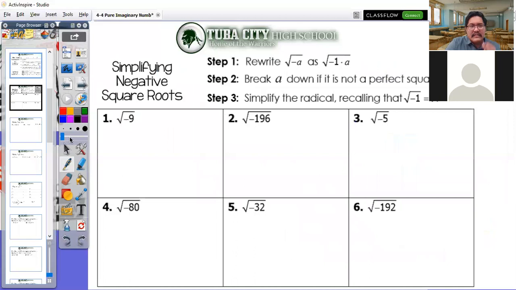All right, so let's see, simplifying negative roots. So we still have, I put the directions up there so we could use it. Now, we know how to simplify -9, okay? Simplifying -9 is not gonna be that tough.